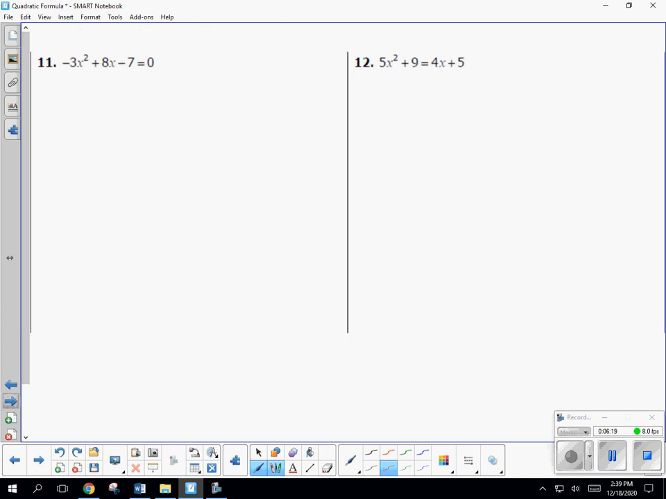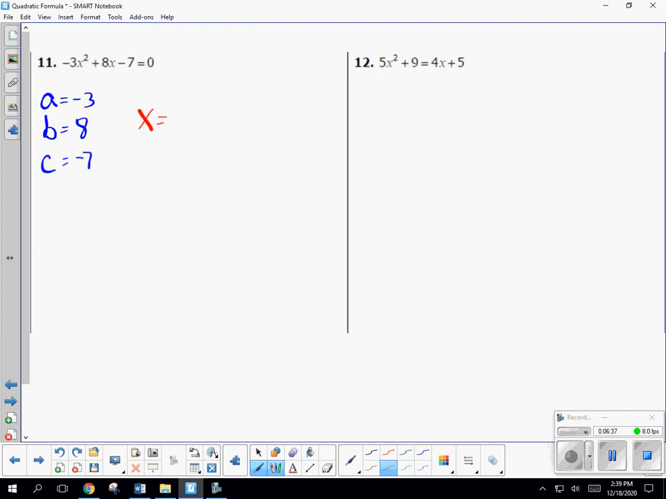All right, let's take a look at number 11. Skip all the way to number 11. It is already in standard form. Negative 3x squared plus 8x minus 7 equals 0. My a value is negative 3. My b value is 8. And my c value is negative 7. Let's plug that into our formula.